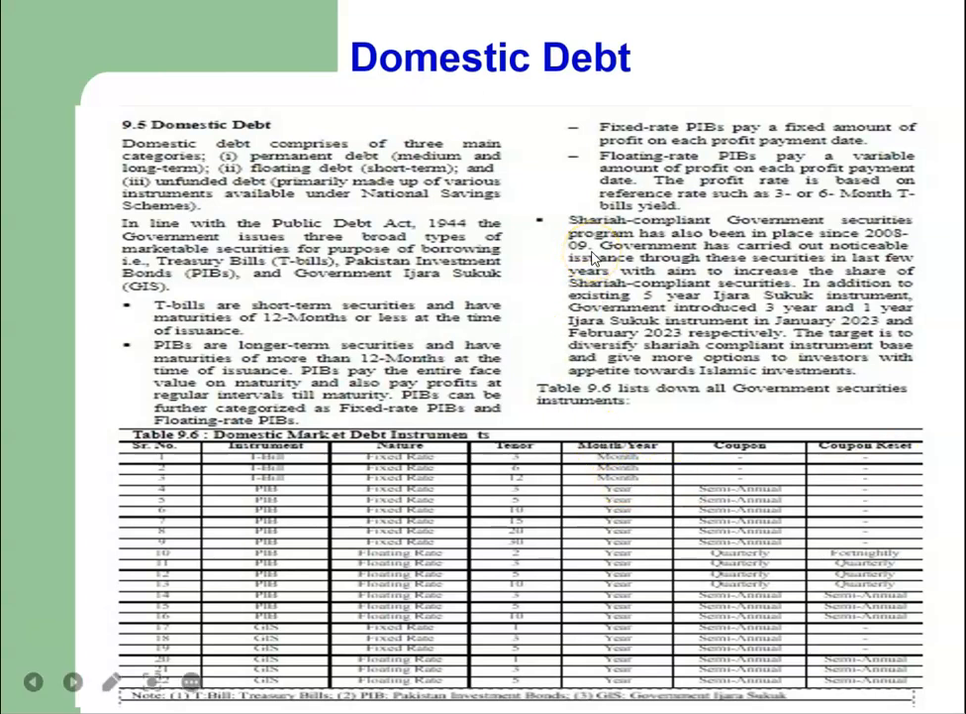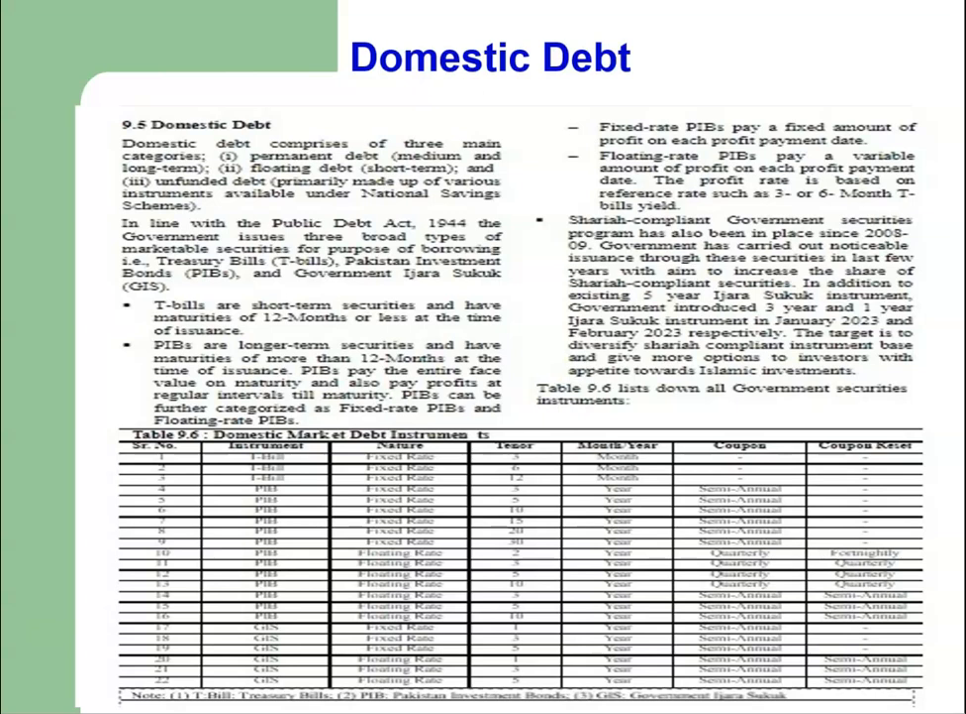In line with the Public Debt Act of 1944, the government issues three broad types of marketable securities for purposes of borrowing, and these include treasury bills, which are known as T-bills, Pakistan investment bonds, and government Ijara Sukuk funds. So T-bills are short-term securities and have maturities of 12 months or less at the time of issuance. Pakistan investment bonds are longer term securities and have maturities of more than 12 months at the time of issuance.